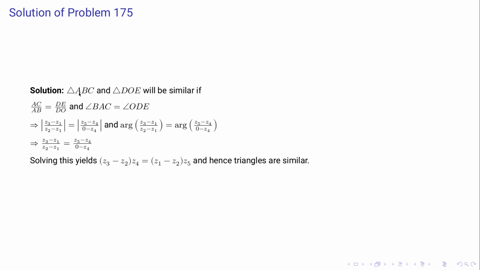So the triangles would be similar if the ratio of their sides are equal and one of the angles is equal. So we have this modulus equation, and this is the argument equation, which essentially means Z3 minus Z1 divided by Z2 minus Z1 is equal to Z5 minus Z4 by minus Z4. So when you solve this equation, you will arrive at the given equality, and hence the triangles are similar. Sorry, it was not congruency, this was a similarity problem.